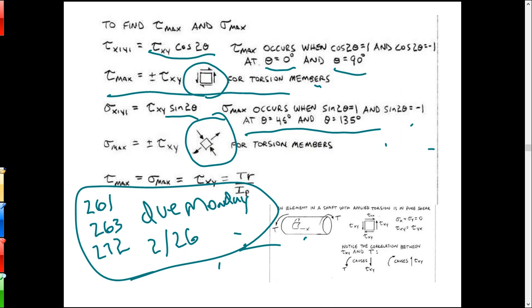Anyway, okay, so we got that general equation to find the stresses at angles. We've also got the formulas to find the maximums too, because the maximum shear occurs on the 90 and 180 degree angles. It's just the TR over I formula to get the maximum shear. The maximum normal stress then acts 45 degrees off the maximum shear, like we found in biaxial. And you've got one set of tensions, the other set of compressions, and it's equal to TR over I also.